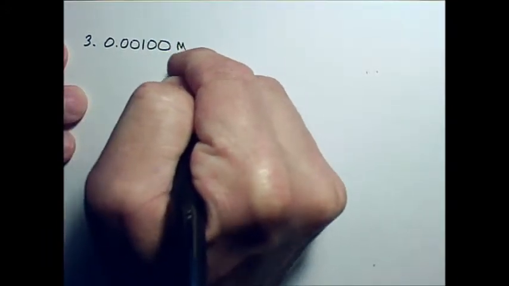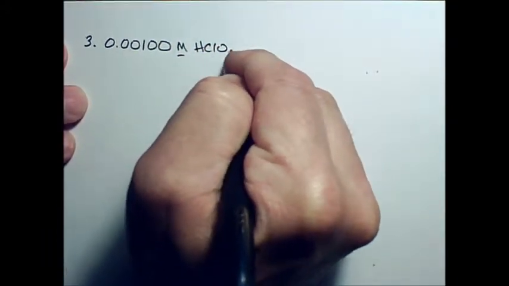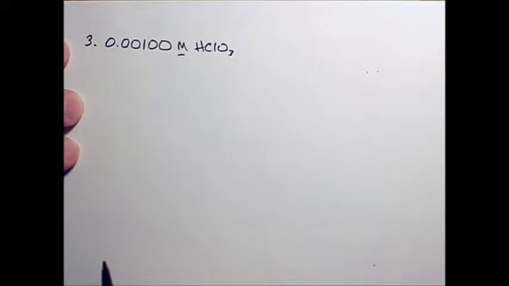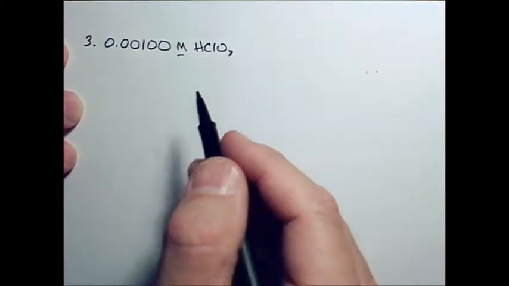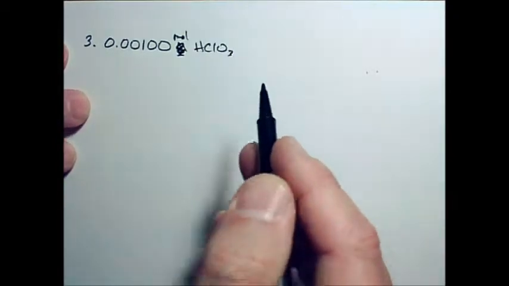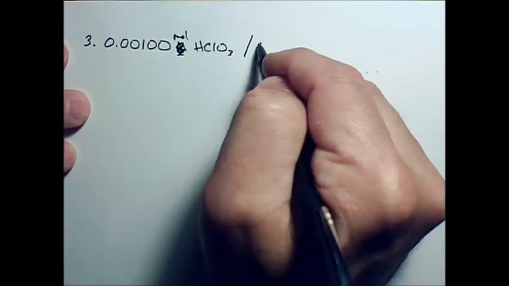0.00100 molar HClO3. Now the first concept that makes this easy is if you know this is a strong acid. Actually, this is moles of this. It will be molar when we get to it because it's in 1 liter of solution.